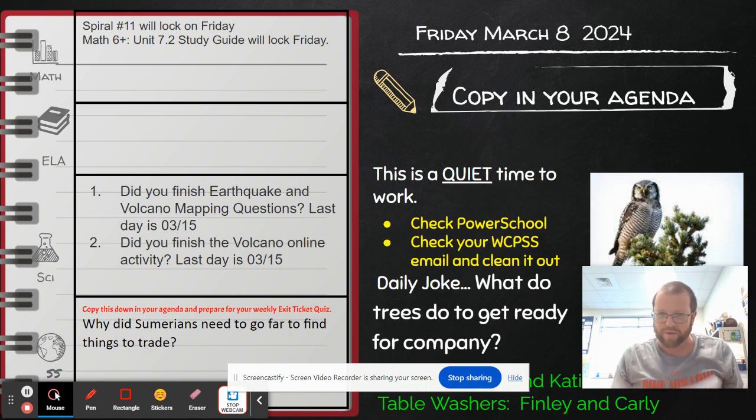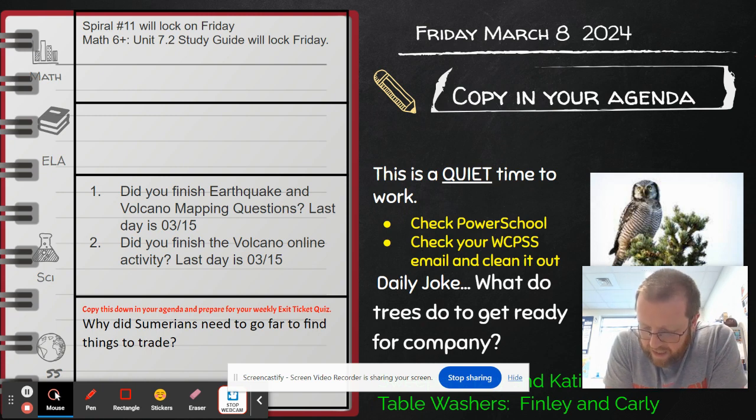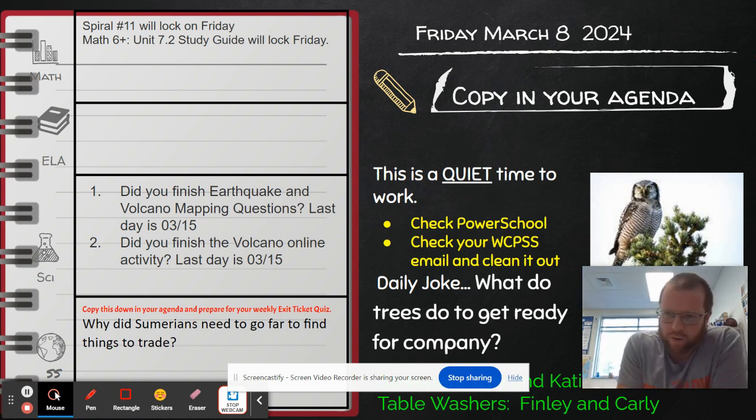Next week, just a normal 5-day week. In Math 6 Plus, we started our third 7th grade unit this week on proportionality and percentages. We're still writing equations. This one's a lot more focused on solving word problems involving percentages. We're talking a little bit about writing those equations that can help us solve.